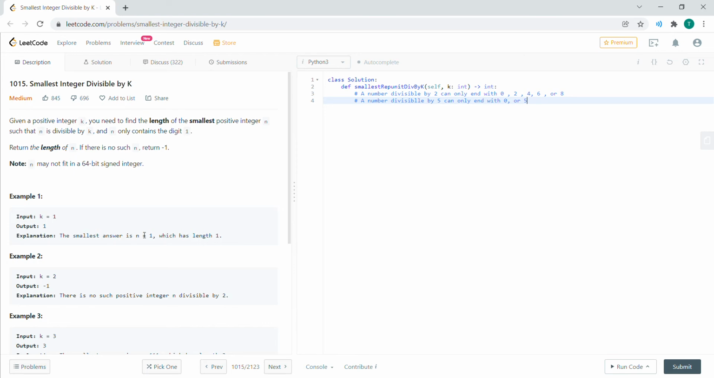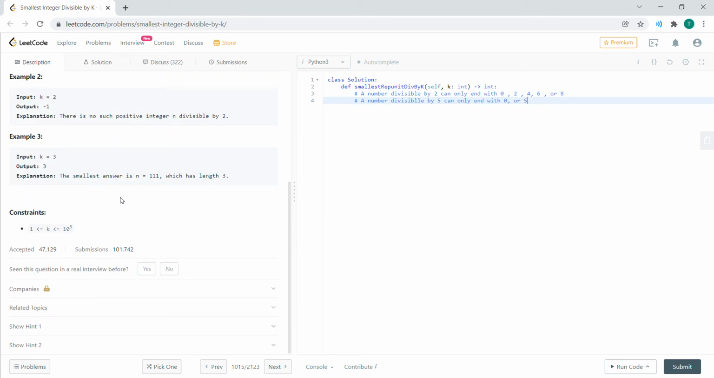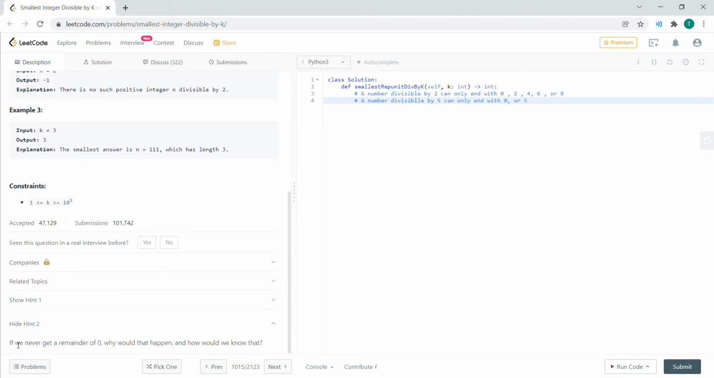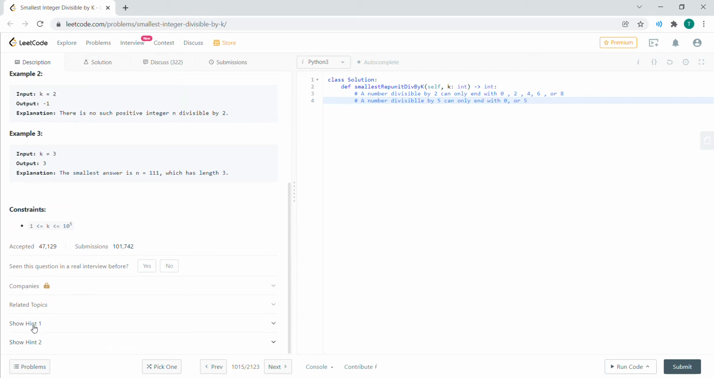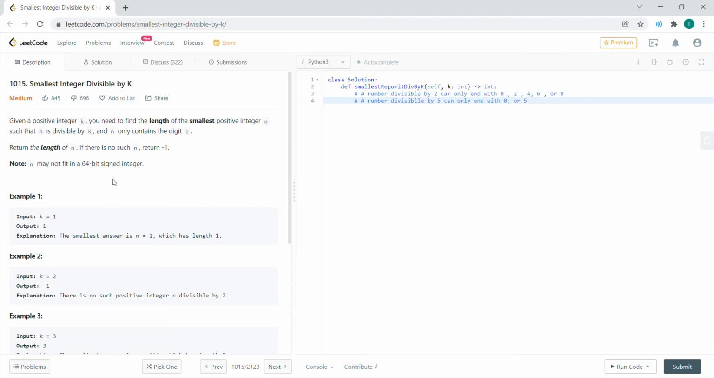If you look at the hint here, we never get a remainder of 0. Why would that happen? We will never get an overflow because Python supports arbitrarily large numbers. Python's built-in big integer type means that even if it may not fit a 64-bit signed integer, we won't get an overflow.